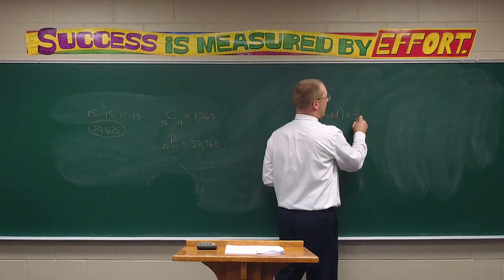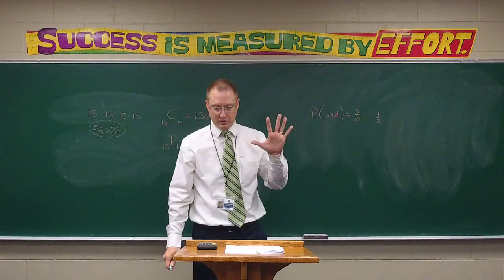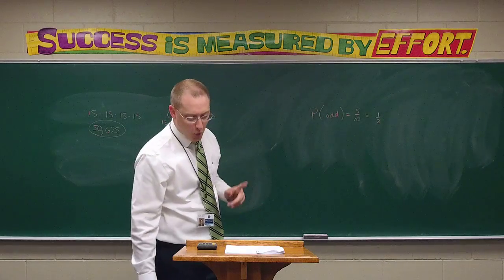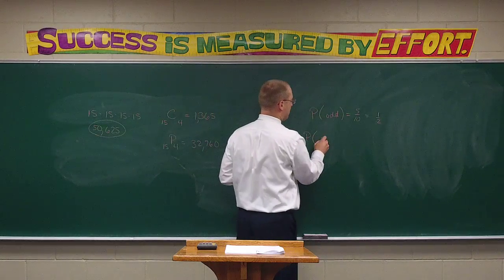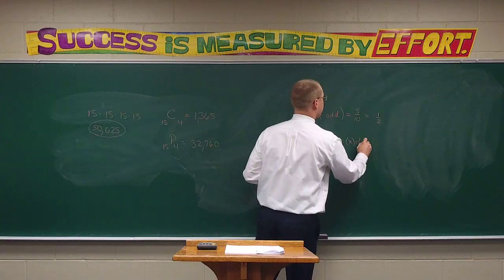5 to 10, right? Which reduces to 1 to 2, because there are 5 odd numbers, 1, 3, 5, 7, 9, out of the 10 numbers.